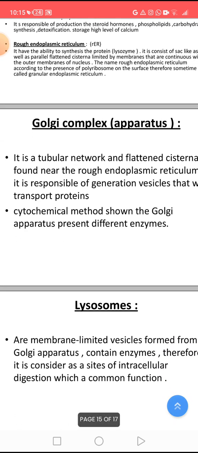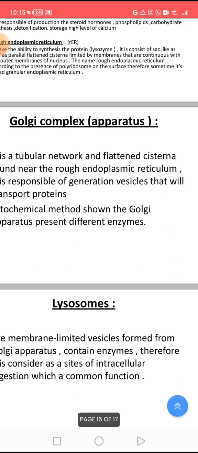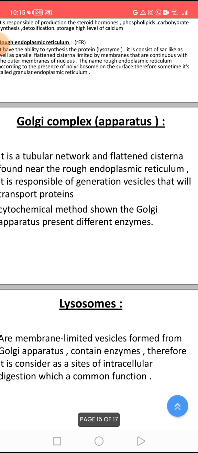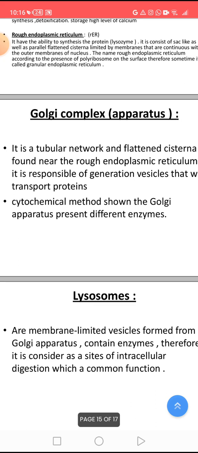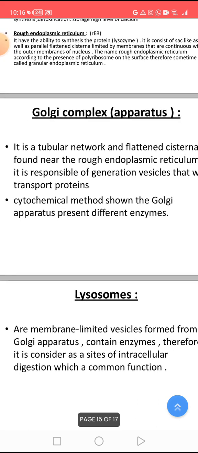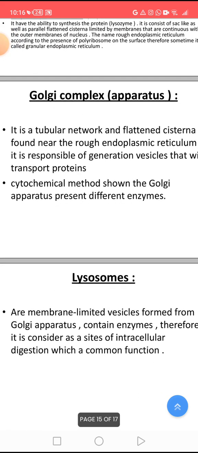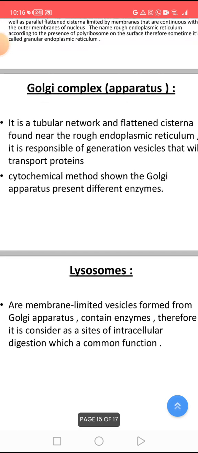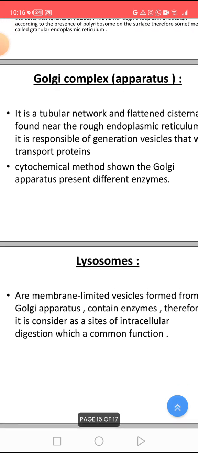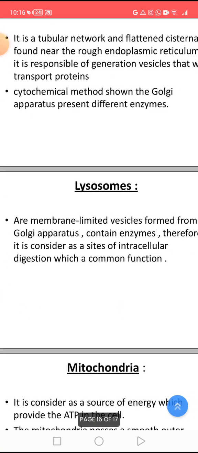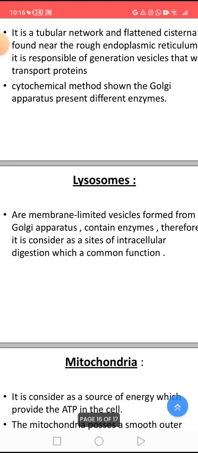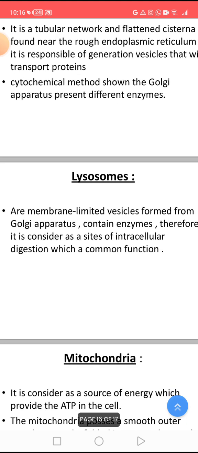Simply, the Golgi complex or Golgi apparatus is a tubular network that has two faces, cis and trans face, which is extra information, and flattened cisternae. It is found near the rough endoplasmic reticulum. It is responsible for generating vesicles that will transport nutrients. Cytochemical methods have shown the Golgi apparatus contains different enzymes. One of them is vitamin C synthesis, which occurs mostly in the Golgi apparatus.